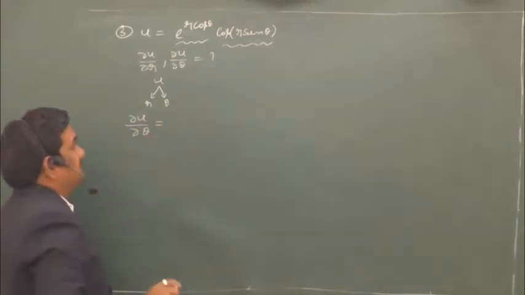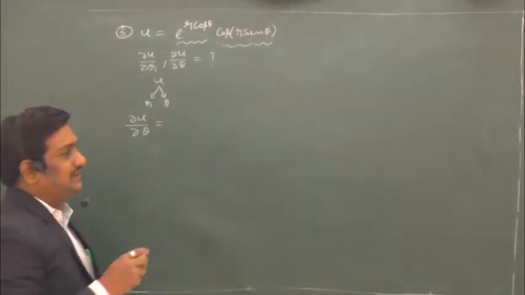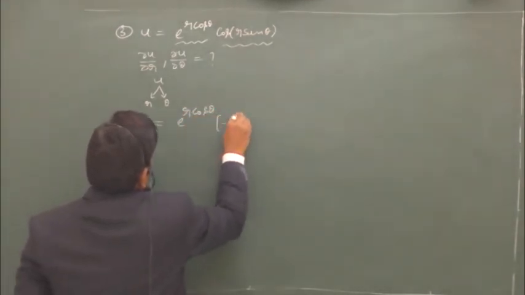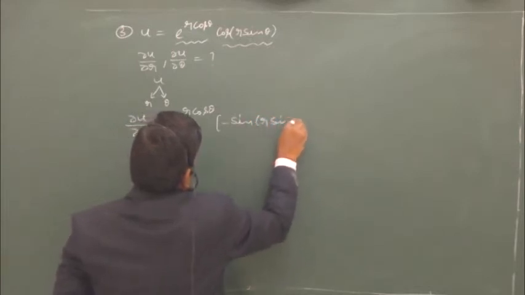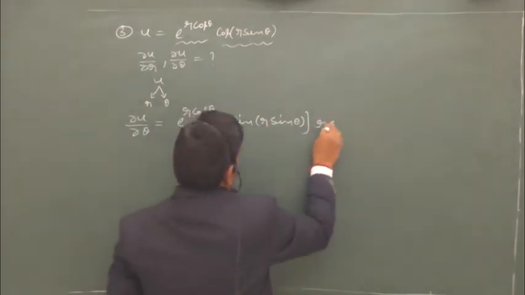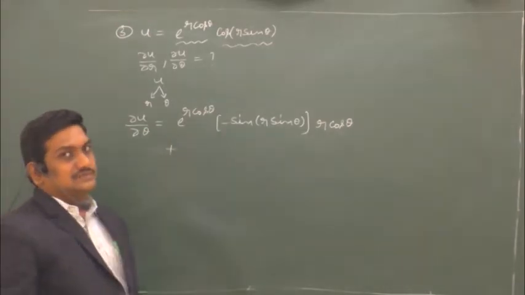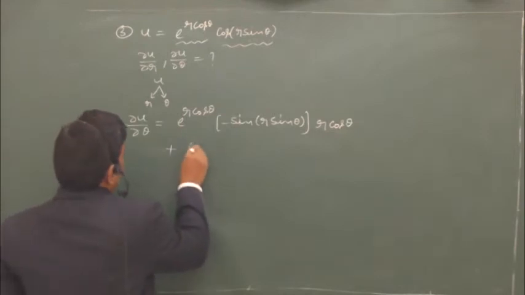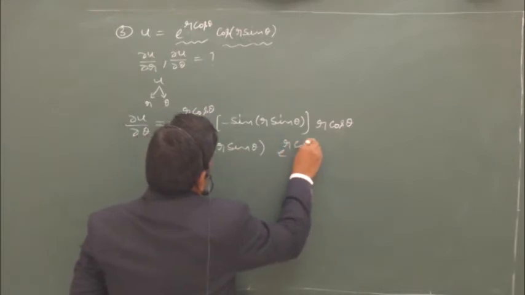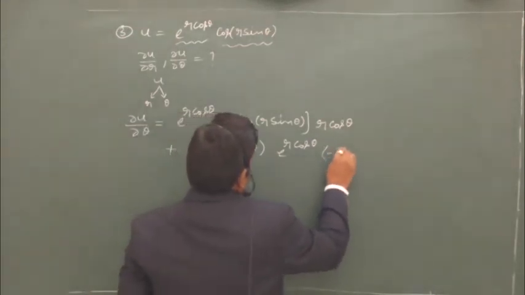Now dou u by dou theta, it has a theta term, it also has a theta term. You need to apply the derivative of uv. So it is uv dash, that is minus sin of r sin theta, and the internal derivative of r sin theta with respect to theta, it is r cos theta. We have completed till uv dash. Now plus vu dash. It is cos of r sin theta into derivative of e power r cos theta. E power r cos theta into derivative of r cos theta with respect to theta. It is minus r sin theta.